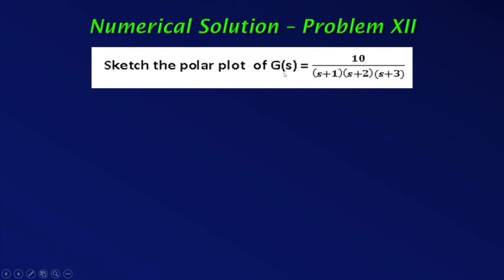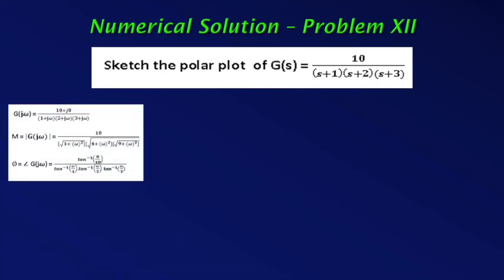Sketch the polar plot of G(s) equal to 10 divided by s into (s plus 1) into (s plus 2) into (s plus 3). Put s equal to j omega, then take the magnitude. Then write down the formula of phase angle: tan inverse 0, minus tan inverse omega by 1, minus tan inverse omega by 2, minus tan inverse omega by 3.